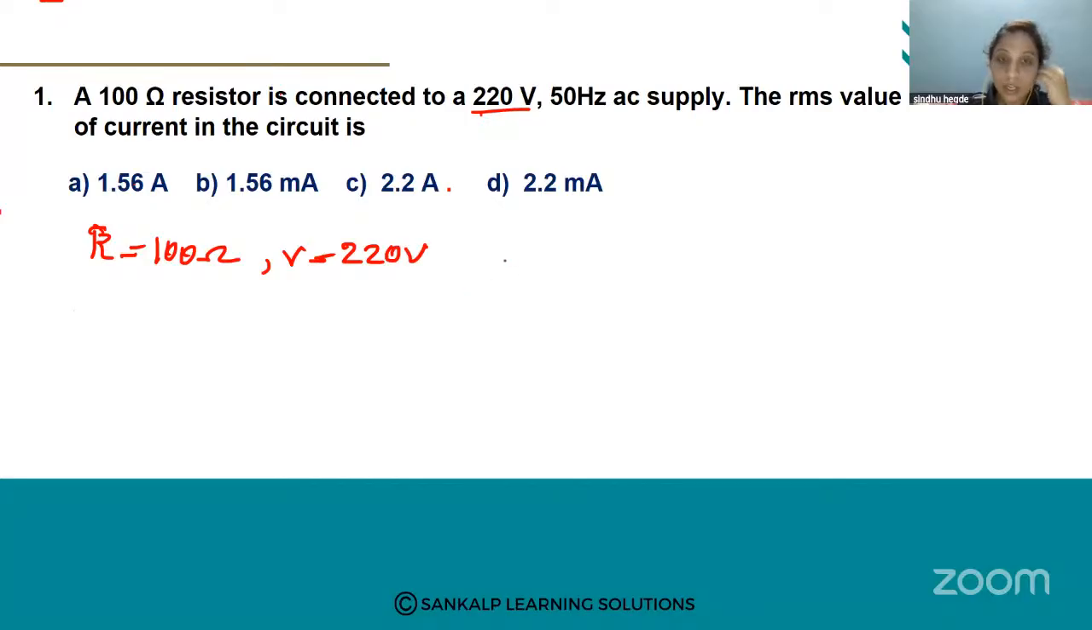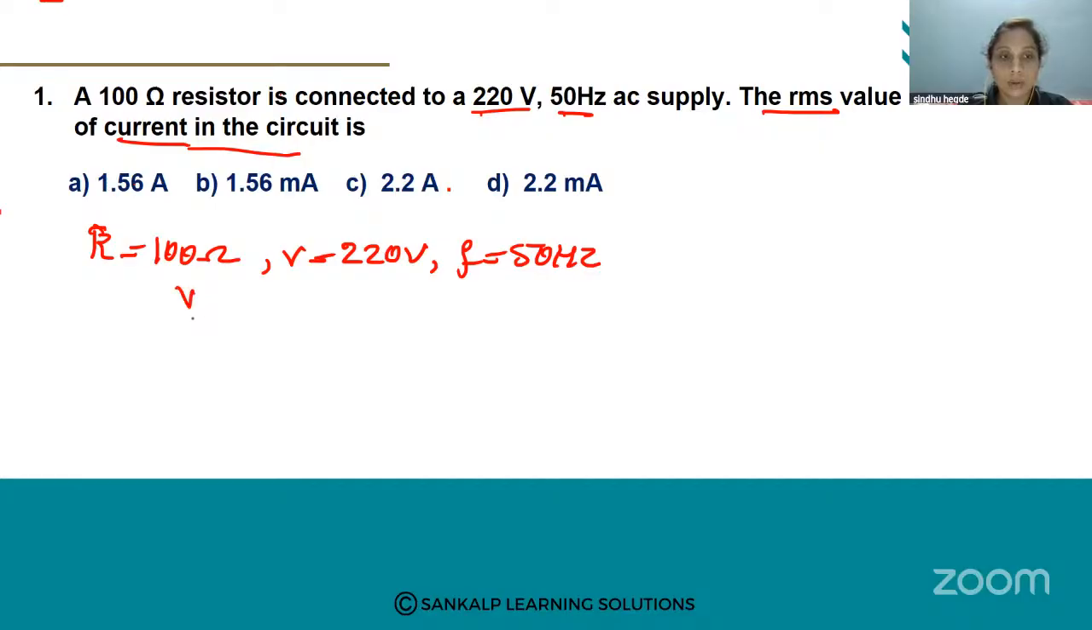Then again, they give 50 hertz. We know that hertz is the unit to measure frequency. Frequency we measure in hertz. Again they give the F value, that is 50 hertz. Then what do they ask here? They ask the RMS value of current in the circuit.